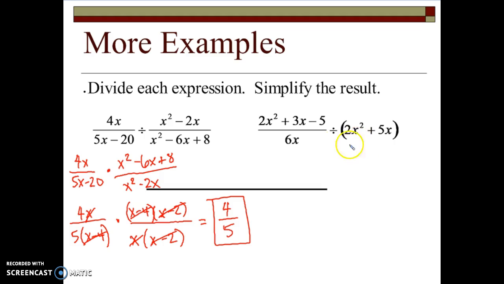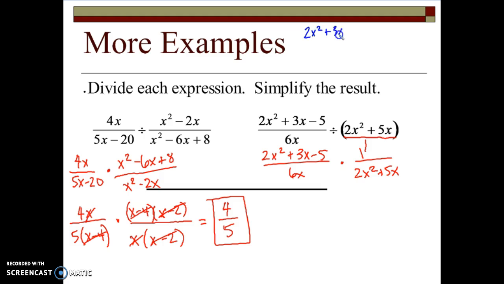And for the last one, I'm going to flip the second one, but right now it's not written as a fraction. So remember, anytime you have just a number or an expression, you can write it over 1. So when I go to flip it, first one stays the same. And then I'm multiplying by 1 over 2x squared plus 5x. Alright, and this one I'm going to have to do reverse box or bottoms up.